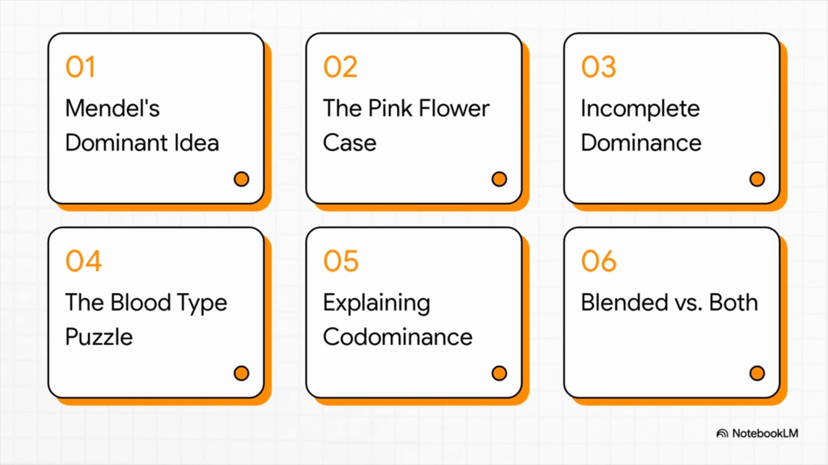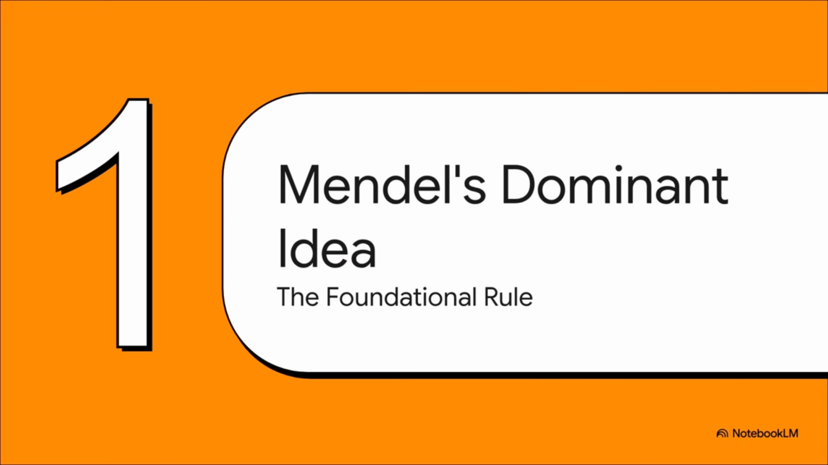All right, so here's the game plan. We'll kick things off with a quick refresher on Mendel's dominant idea. Then we'll tackle the case of the pink flowers, which leads us to incomplete dominance. After that, the puzzle of blood types, which will explain codominance. And we'll wrap up by making sure we all know the key difference between blended and both. All right, let's get into it.